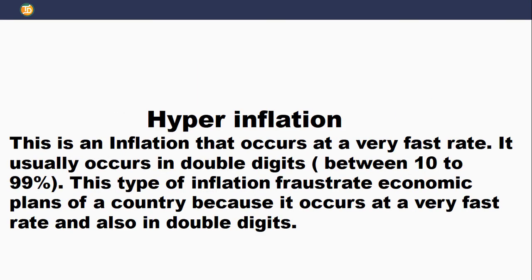The next type of inflation is hyperinflation. Hyperinflation is an inflation that occurs at a very fast rate. So any inflation that occurs at a very fast rate is called hyperinflation. It usually occurs in two digits, between 10 and 99%. So an inflation that occurs between 10 and 99% is said to be a hyperinflation. So a hyperinflation is not good for any economy because it frustrates economic plans of the country. All right. So hyperinflation can also be called galloping inflation.